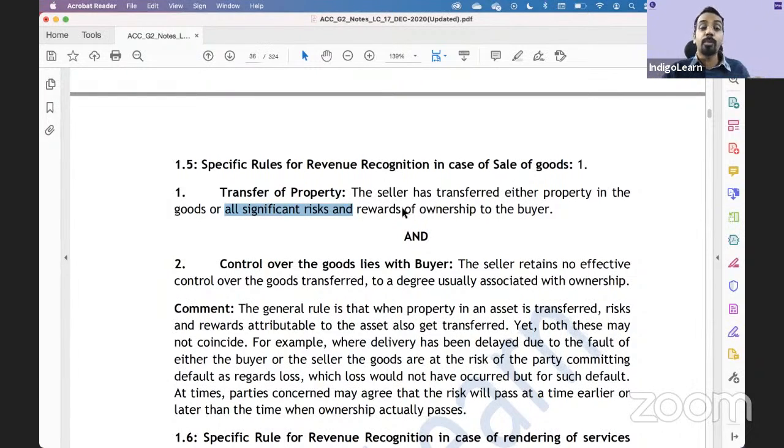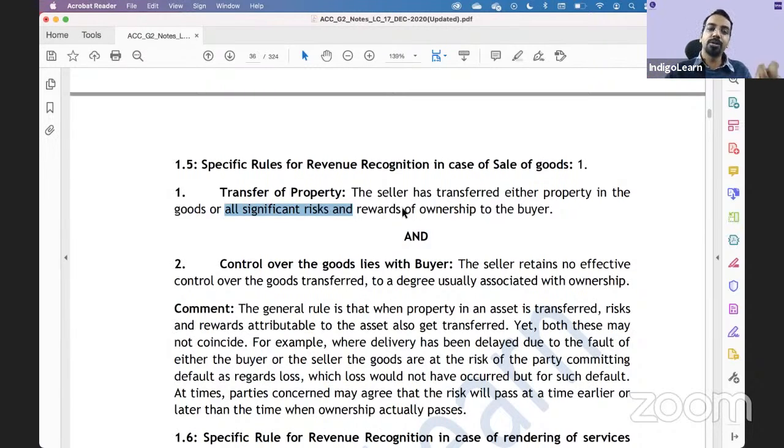Yes, the sale has happened. The property has been transferred. Only the formality of registration is pending, right? Because the formality of registration is pending, that does not mean that the property or the risk and rewards have not been transferred. So once the risk and rewards have been transferred to the buyer, you will recognize the revenue. And the control over the goods has been passed on to the buyer, meaning the seller has no control over the goods. So if I have sold the goods, the customer has taken away the goods, and it is in his control, then I can recognize the sale, right?